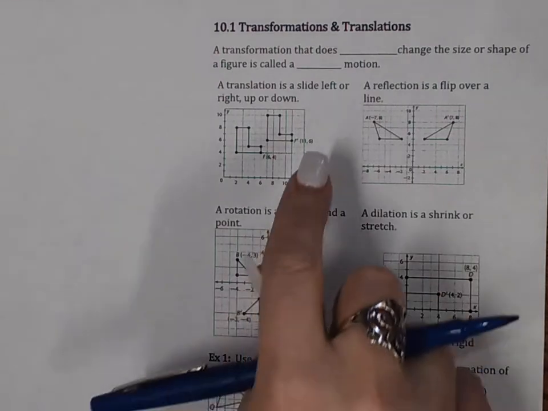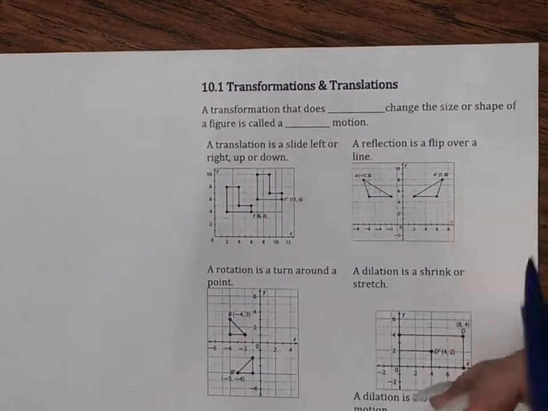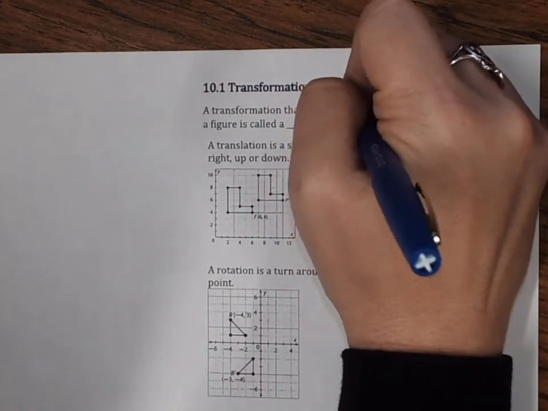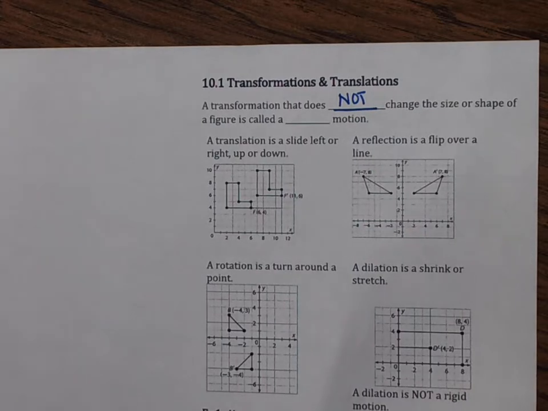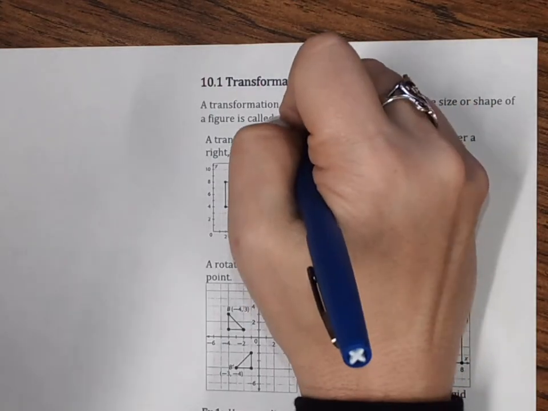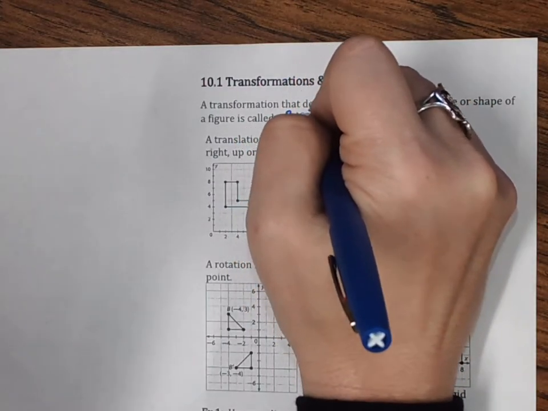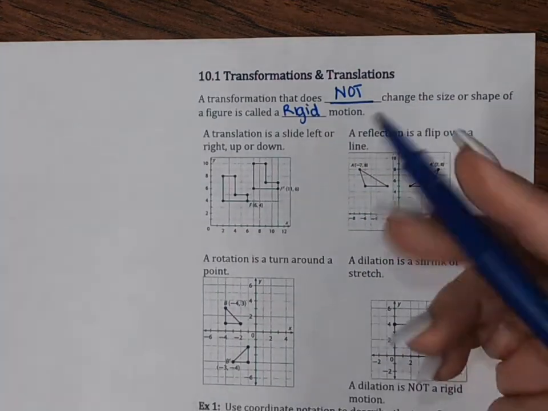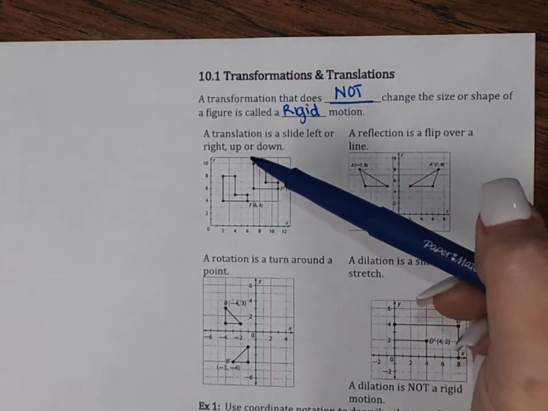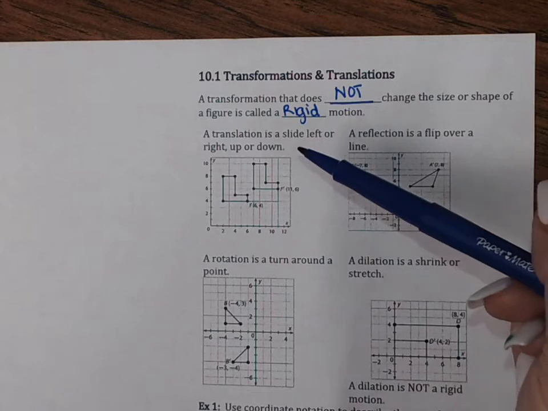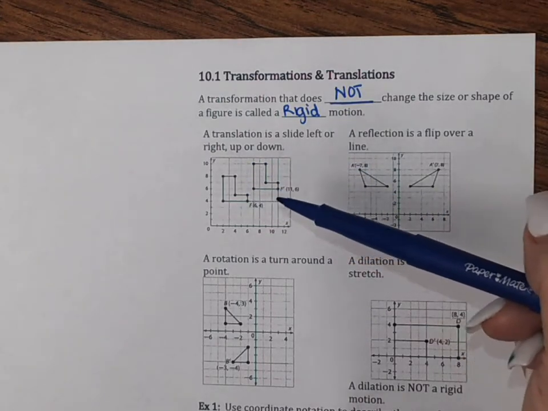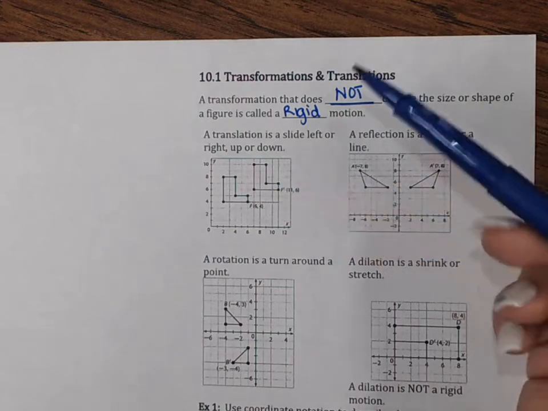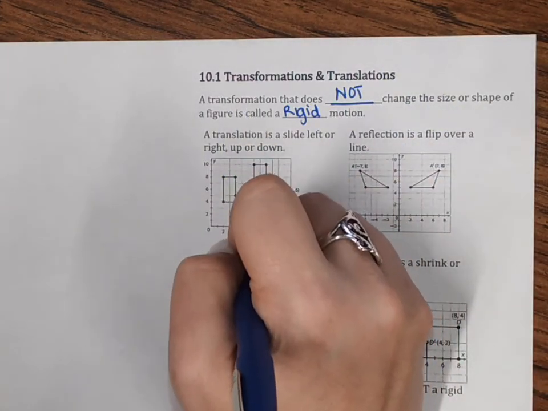So let's start up here at the top. A transformation that does not change the size or shape of a figure is called rigid motion. A translation is sliding a figure either to the left or the right or up or down. So you can see we just moved this one over and then shifted it up. So this would be rigid motion.